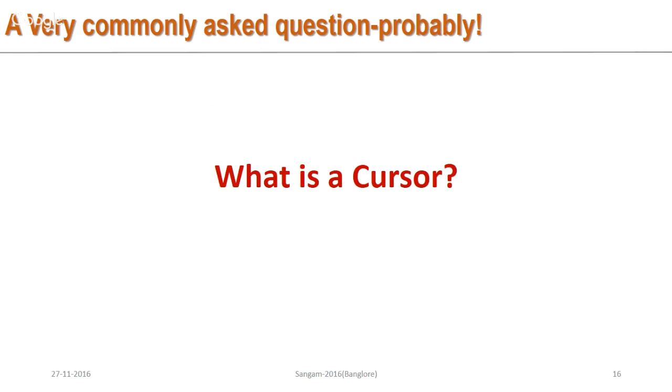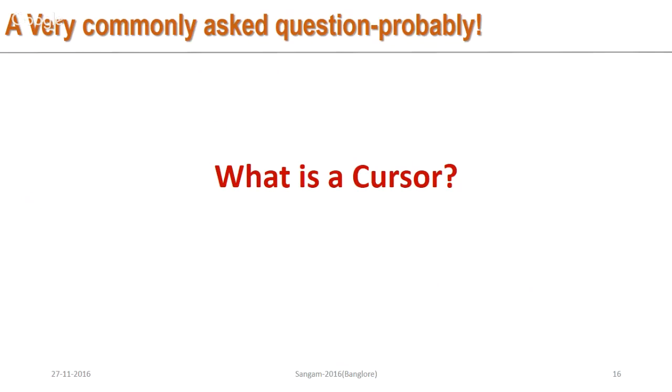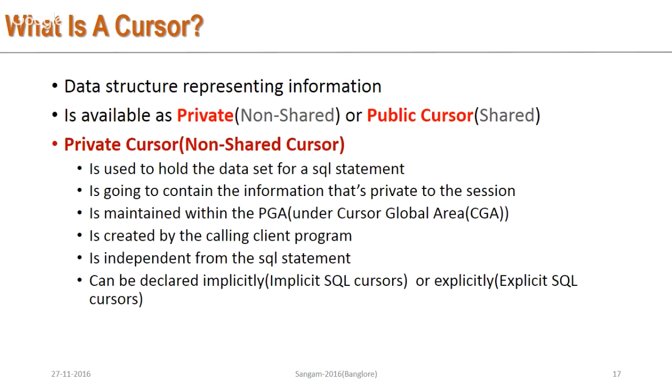Now, the interesting thing about the library cache is that we have just mentioned that a cursor is searched in the library cache. So what exactly is a cursor? A cursor is basically a kind of memory area which is created by Oracle, where the compilation or compiled information of the query is going to be stored.